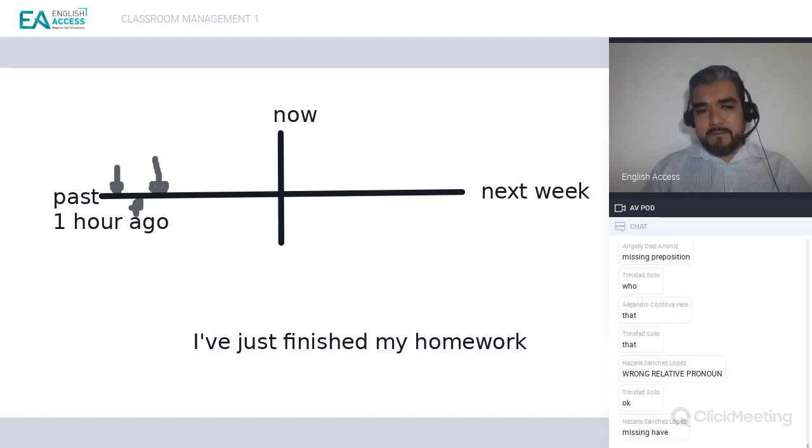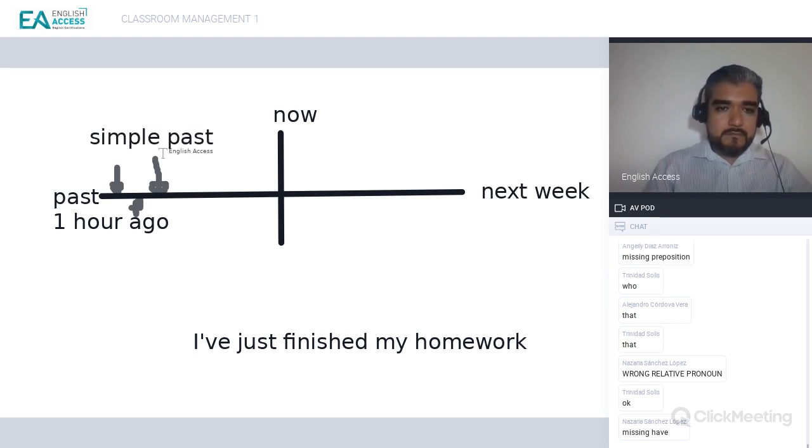You use the present perfect for an activity that you started at the past. I'm going to write here with black simple past. You use the present perfect for an activity that you started at the past.